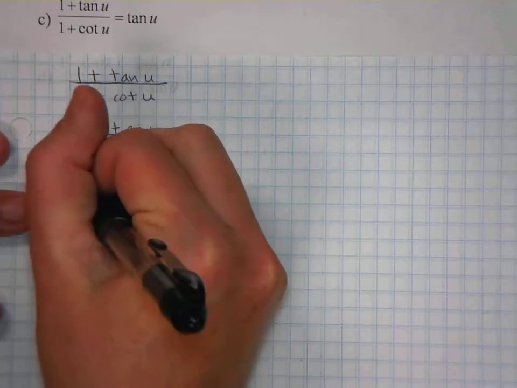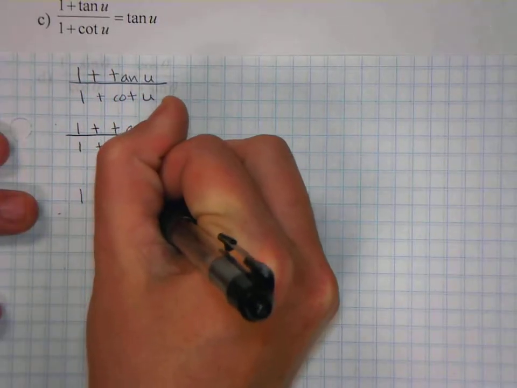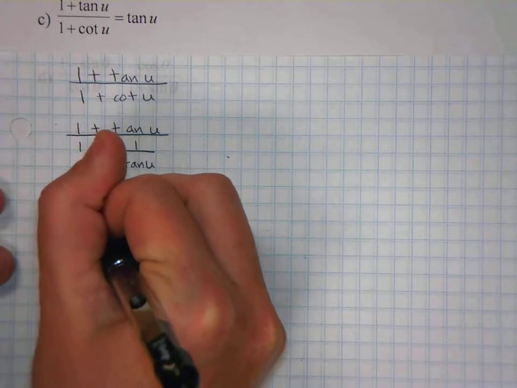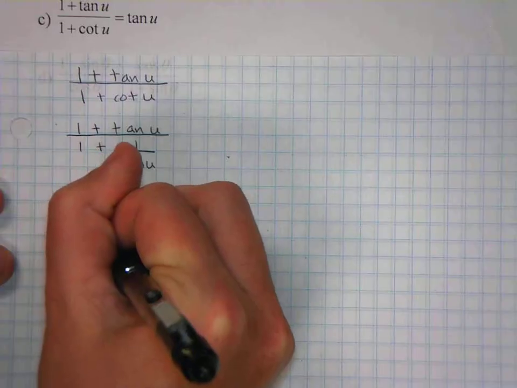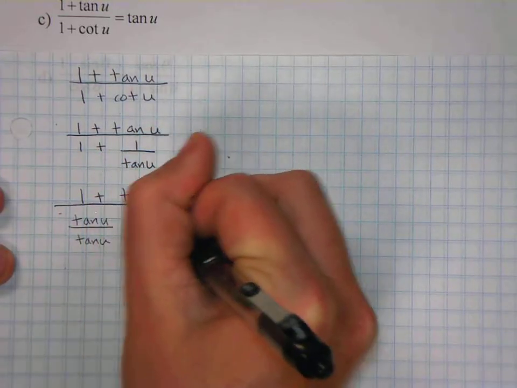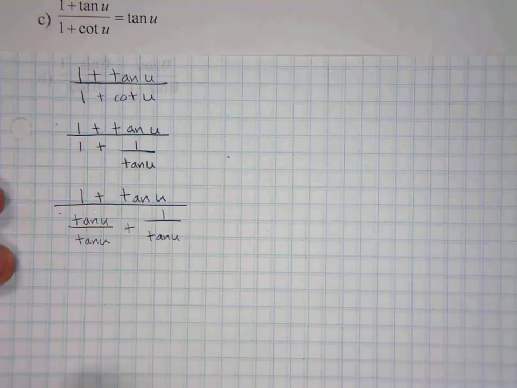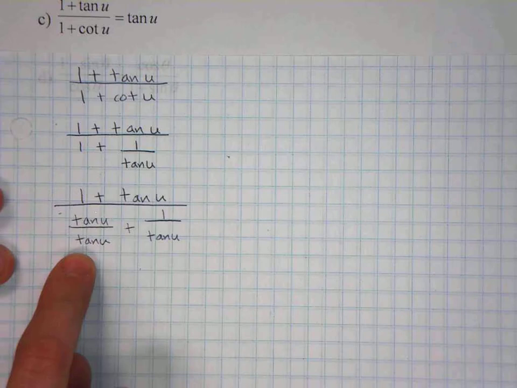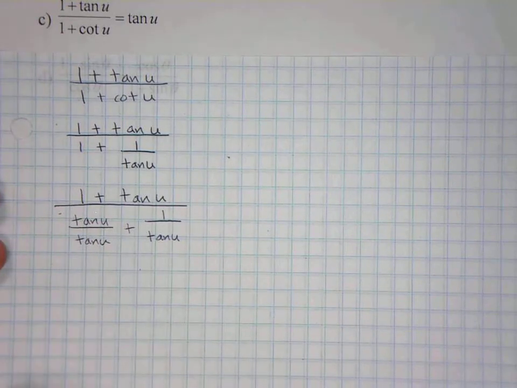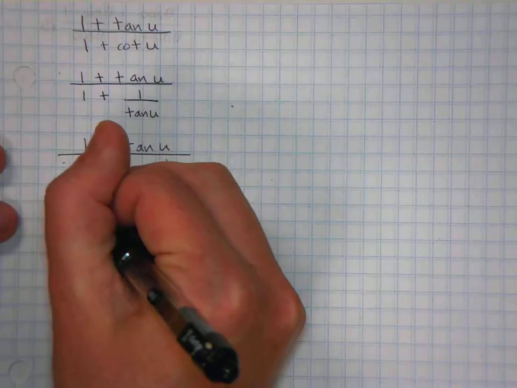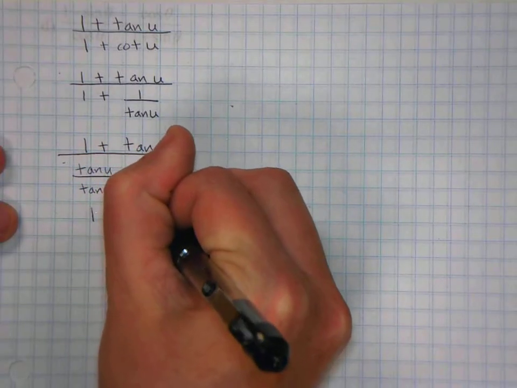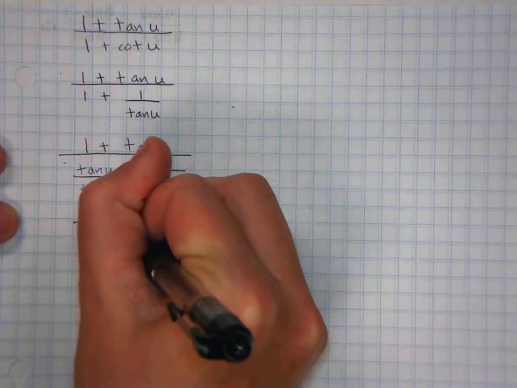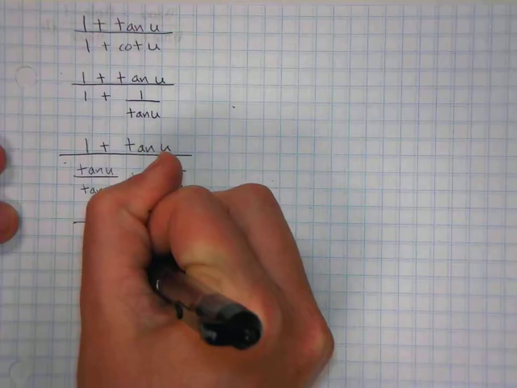So what I'm going to do is leave my numerator alone and rewrite my denominator as tangent of u over tangent of u plus 1 over tangent of u. The purpose of this is to get a common denominator. Please notice that 1 really would be the same thing as tangent over tangent. So now I have 1 plus tangent of u, that's still my numerator, over tangent u plus 1 all over tangent u.